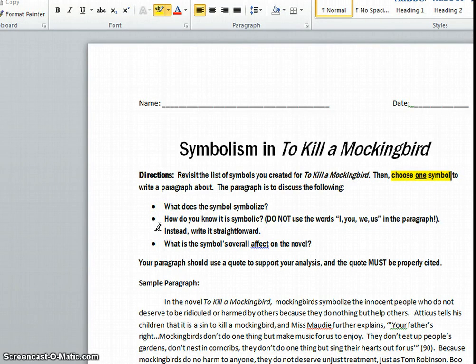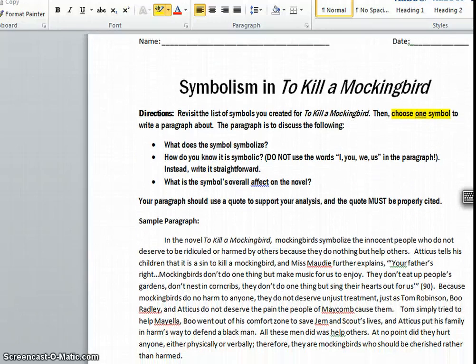What does the symbol symbolize? Okay, pretty clear. You need to explain what the symbol actually symbolizes. Secondly, how do you know that this is symbolic? And the teacher says, do not use the words I, you, we, or us. Instead, write it straightforward. That means that instead of giving your opinion, you're just stating it as fact. Lastly, what is the symbol's overall effect on the novel? So, what is the purpose of this symbol to the novel as a whole?